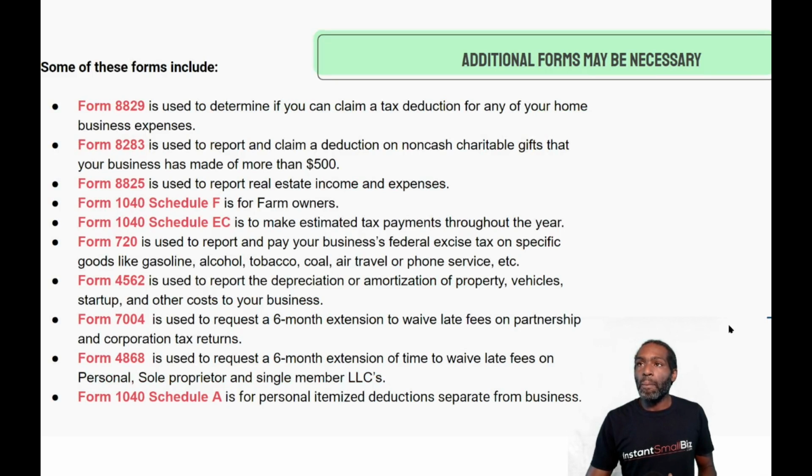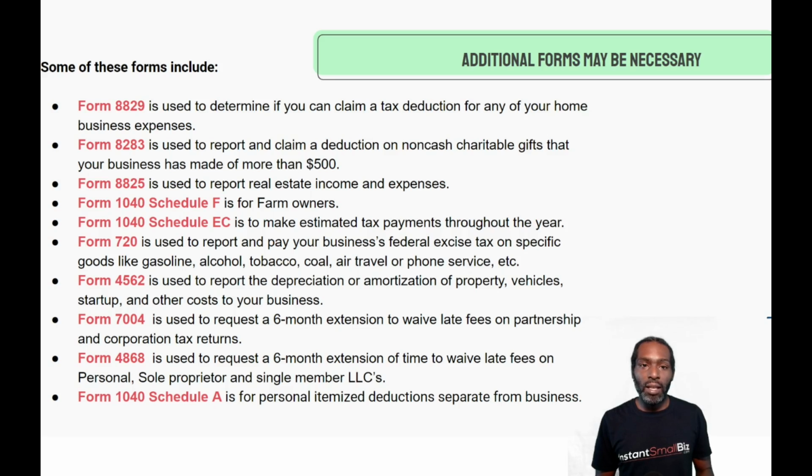All right. There are a lot of forms. We're just going over the main ones that cover most businesses. Additional forms may be necessary, so these are some of the more popular forms. I'm going to go over these individually because you'll start to see what types of forms exist out here, and you'll also see some of the primary ones that you might need.